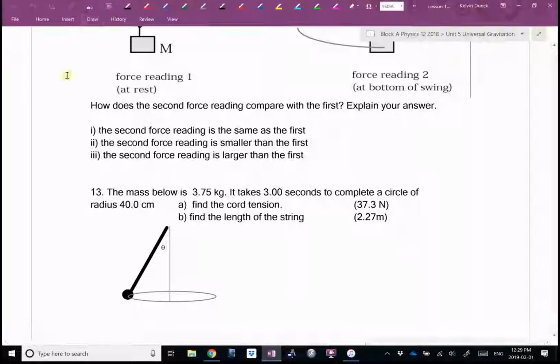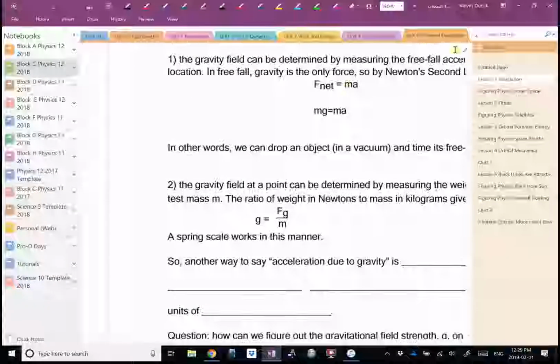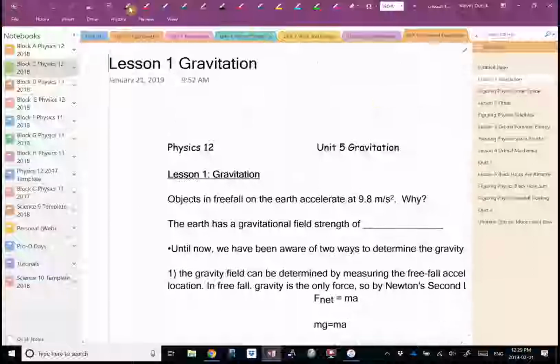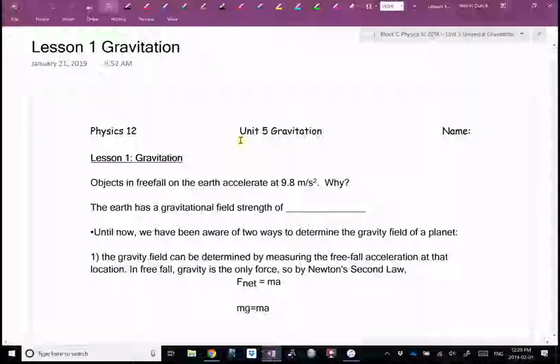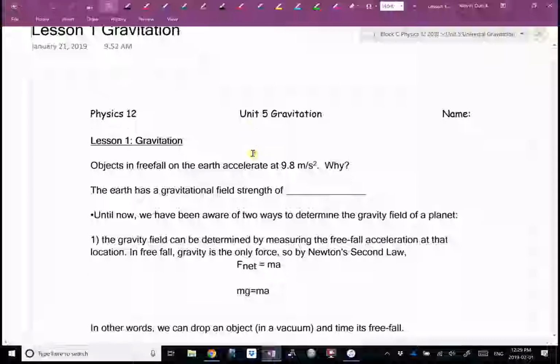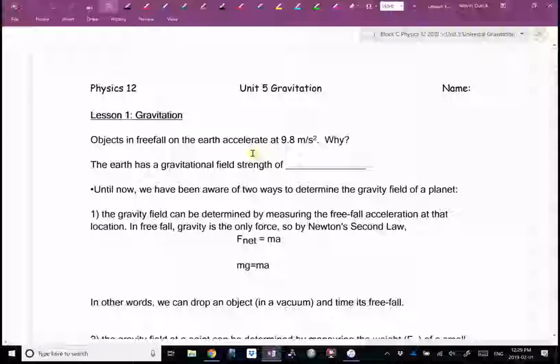So we're going to be looking at gravity, at Isaac Newton's law of universal gravitation. When you hear about the law of gravity, what we're talking about is what Isaac Newton came up with. You have been taught by me and other physics teachers that objects in free fall on the Earth in a vacuum accelerate at 9.8 meters per second squared. Now we're going to start to ask why. How come? The reason that they accelerate at 9.8 meters per second squared is gravity.